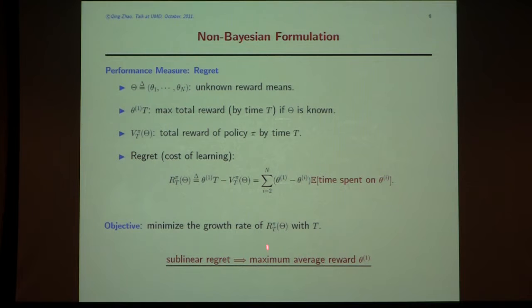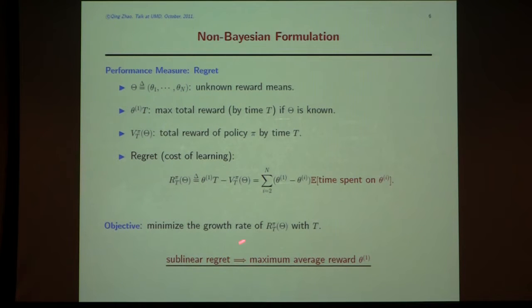So if we have a sublinear regret, then you can see if we divide this by t, the regret is the total loss over time t. So if you want to see the average loss per unit time, you divide this by t. When t goes to infinity, this will go to 0 if the regret is sublinear. So any sublinear regret will give you the best possible average performance.